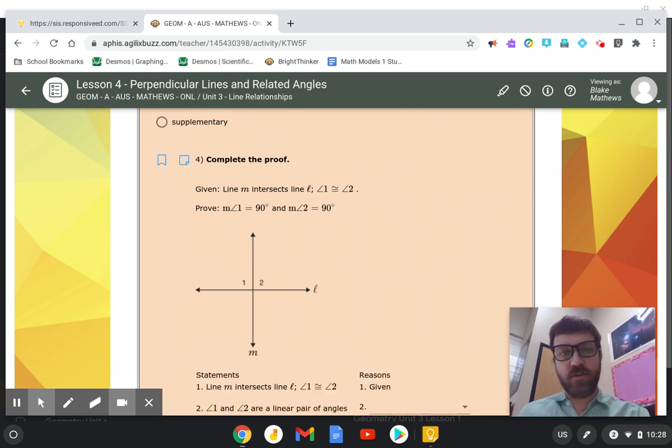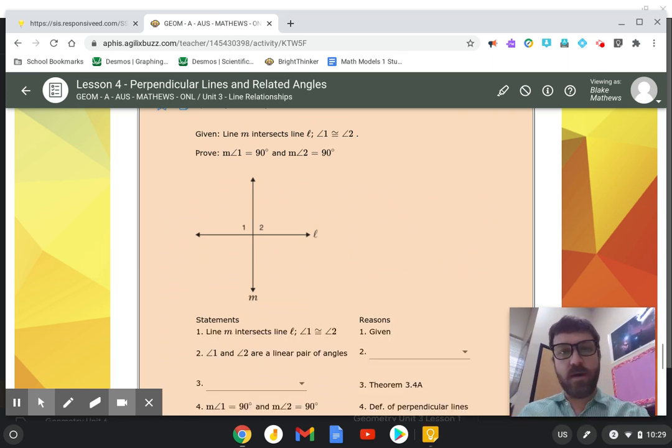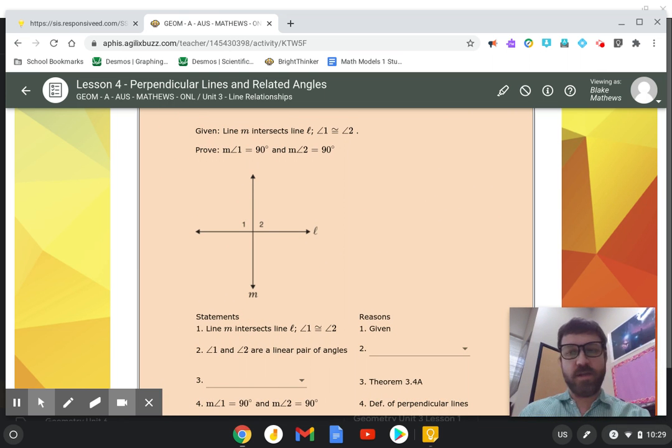I've told you before, I'll do these proofs here on the videos, and you just need to follow along because these aren't really going to be tested. So we're just getting through the concepts and making sure you understand the steps and not the whole process. It says line M intersects line L, and angle 1 is congruent to angle 2. We see that down here, those are our givens in statement number 1. Our given is that information there.